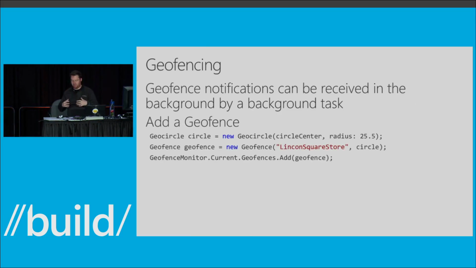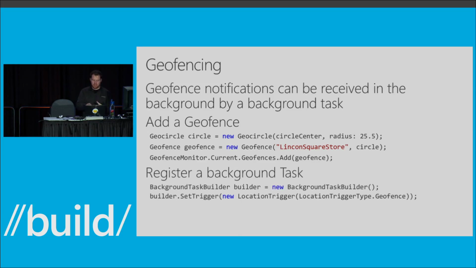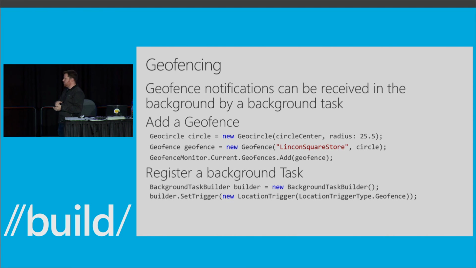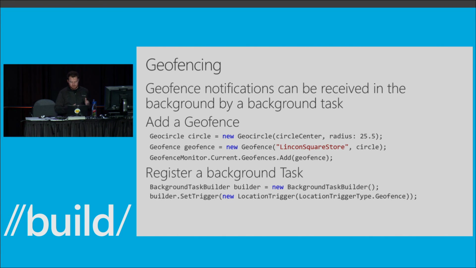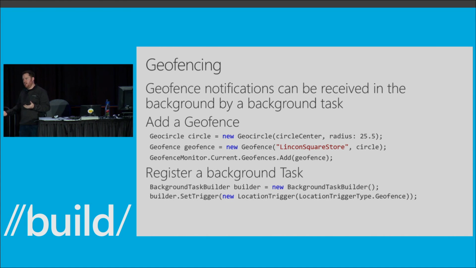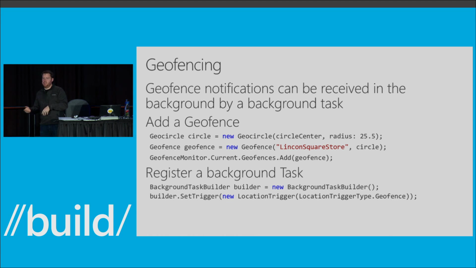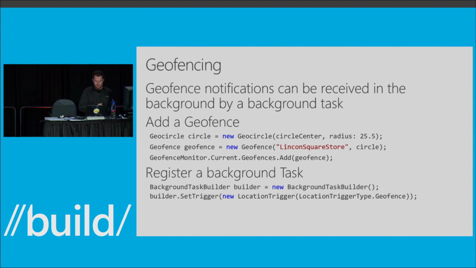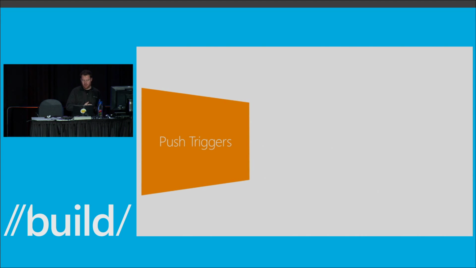So here's just a quick little code snippet. The pattern's the same. You create your geofence. In this case, I've got a location and a radius. I use the background task builder. I associate my location trigger with the geofence, and then I associate that trigger with the background task. This allows you to create a geofence around a house or work, so you can have a task fire when you get to work, or a task fire when you get home, to say welcome home, something like that. Again, there's another session on location later on.